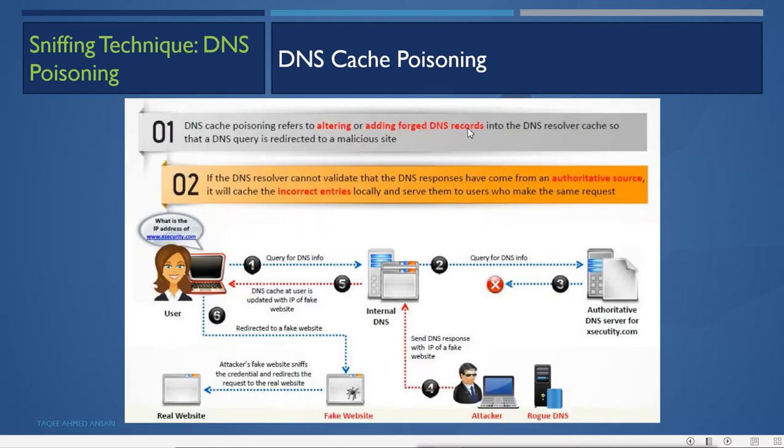Then DNS cache poisoning. DNS cache poisoning refers to altering or adding forged DNS records into the DNS resolver cache so that a DNS query is redirected to the malicious site. If the DNS resolver cannot validate that the DNS responses have come from authoritative sources, it will cache the incorrect entries locally and serve them to users who make the same request.